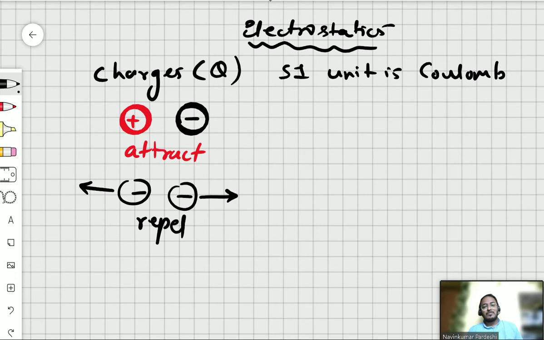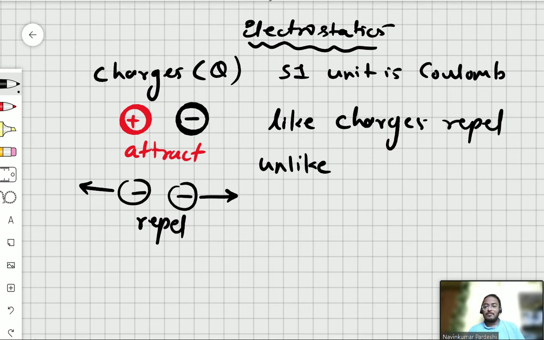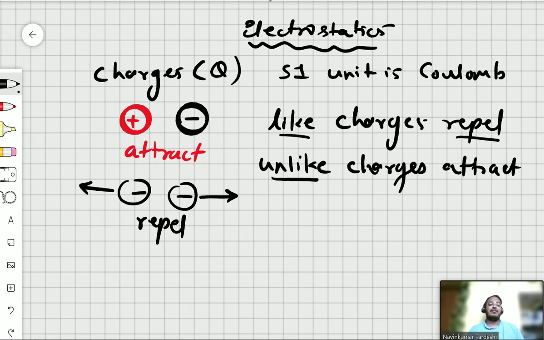Okay, so now we get the first property of charges: like charges repel and unlike charges attract. Yes, it is the law of nature. Like charges repel each other, unlike charges attract each other. Always remember these two things.